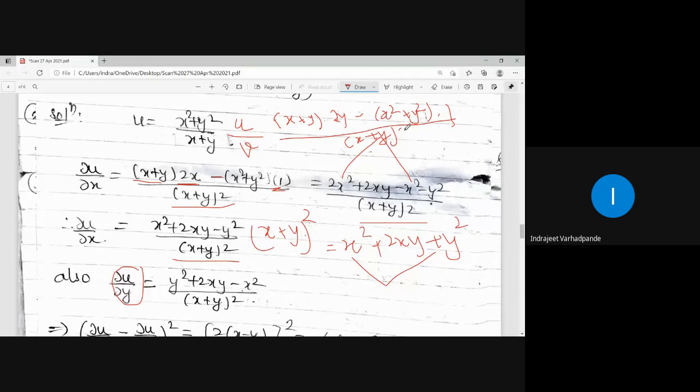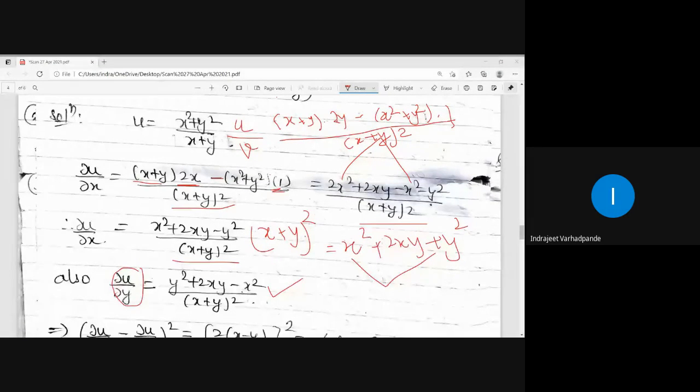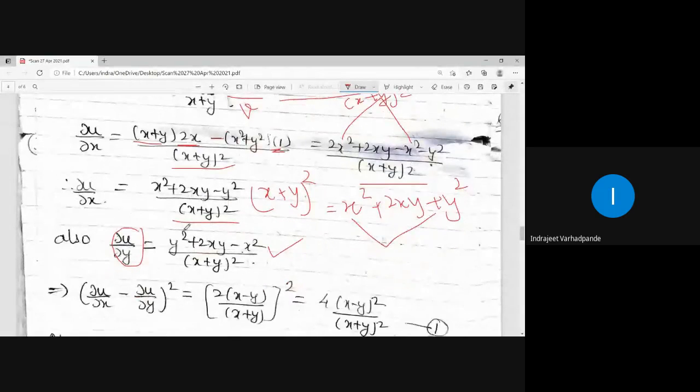Clear? So what will it be? 2xy plus 2y square minus x square minus y square. So it will be (y square plus 2xy minus x square) upon (x plus y) whole square. Is it clear? Yes, sir. In the same way we have to differentiate, right? Nothing different in that. So I have got the value for del u by del x as well as del u by del y.